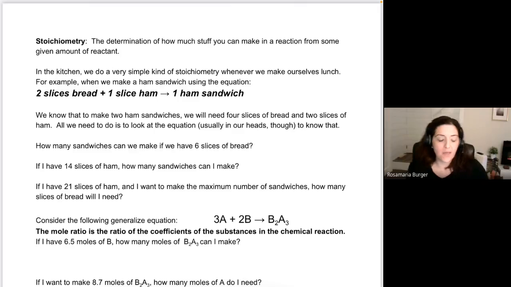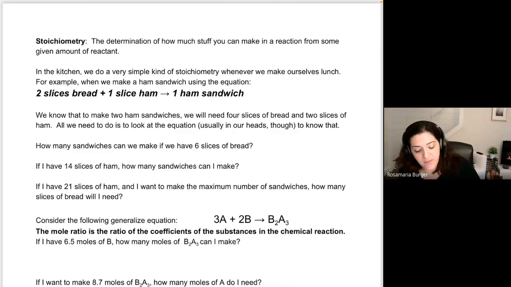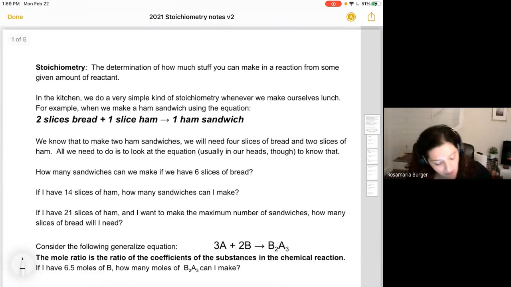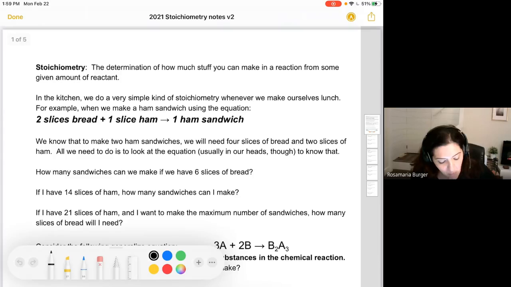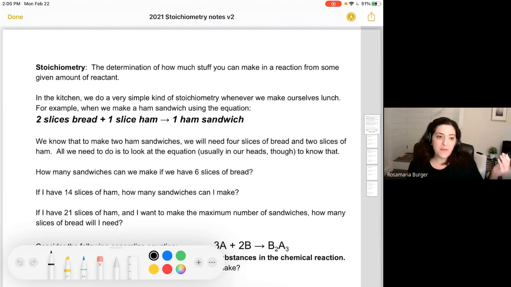So let's take a look at this old family recipe of mine. We've got 2 slices of bread, 1 slice of ham. That gives me 1 ham sandwich. So if we want to make 2 ham sandwiches, we need 4 slices of bread, 2 slices of ham. So if we have 6 slices of bread, I could probably make 3 sandwiches, right?